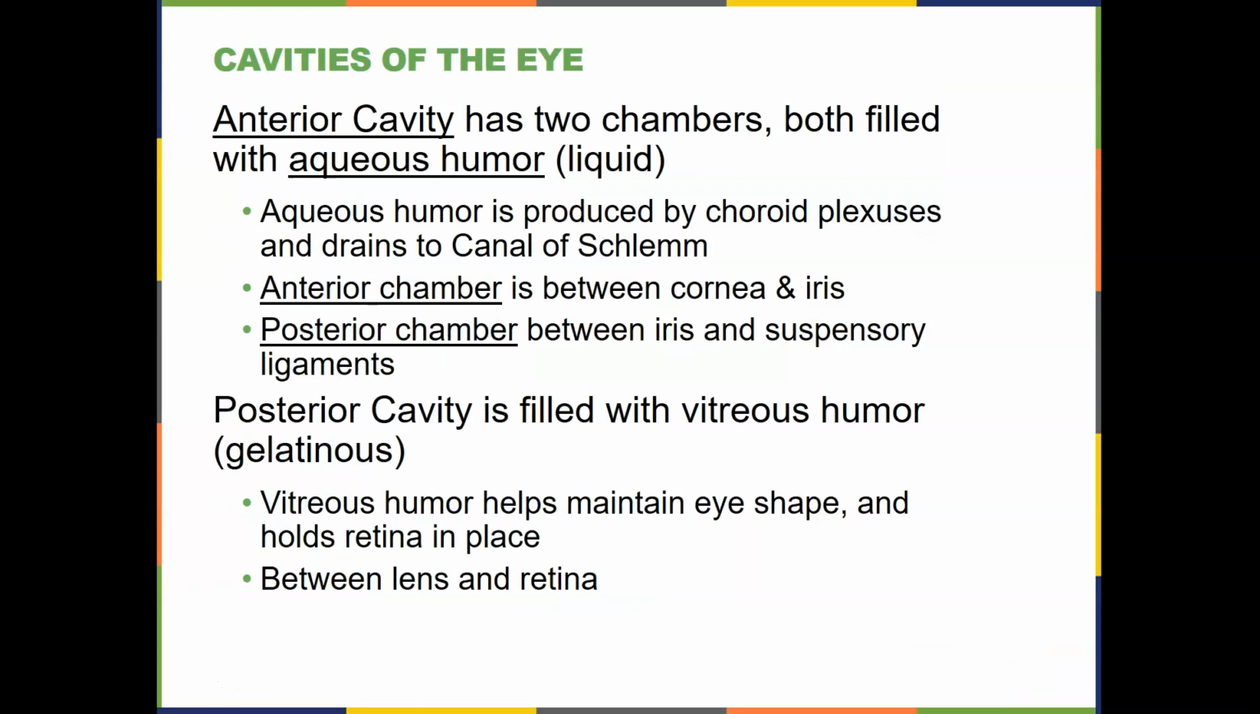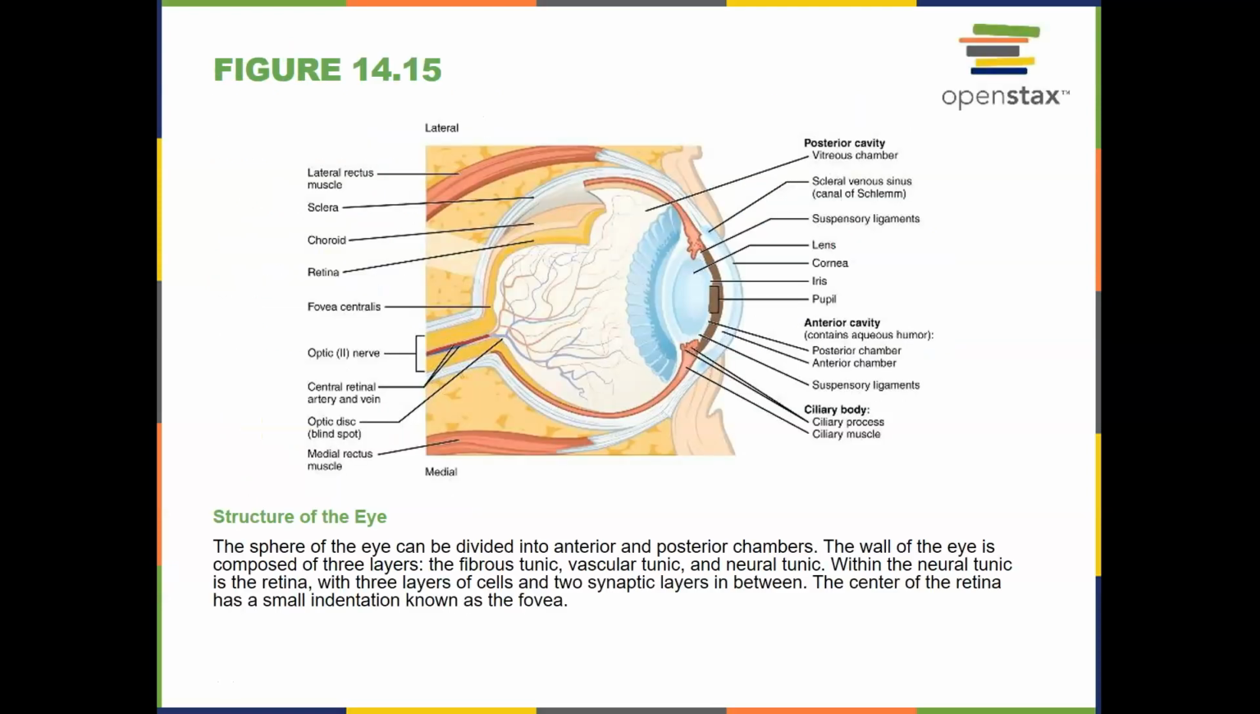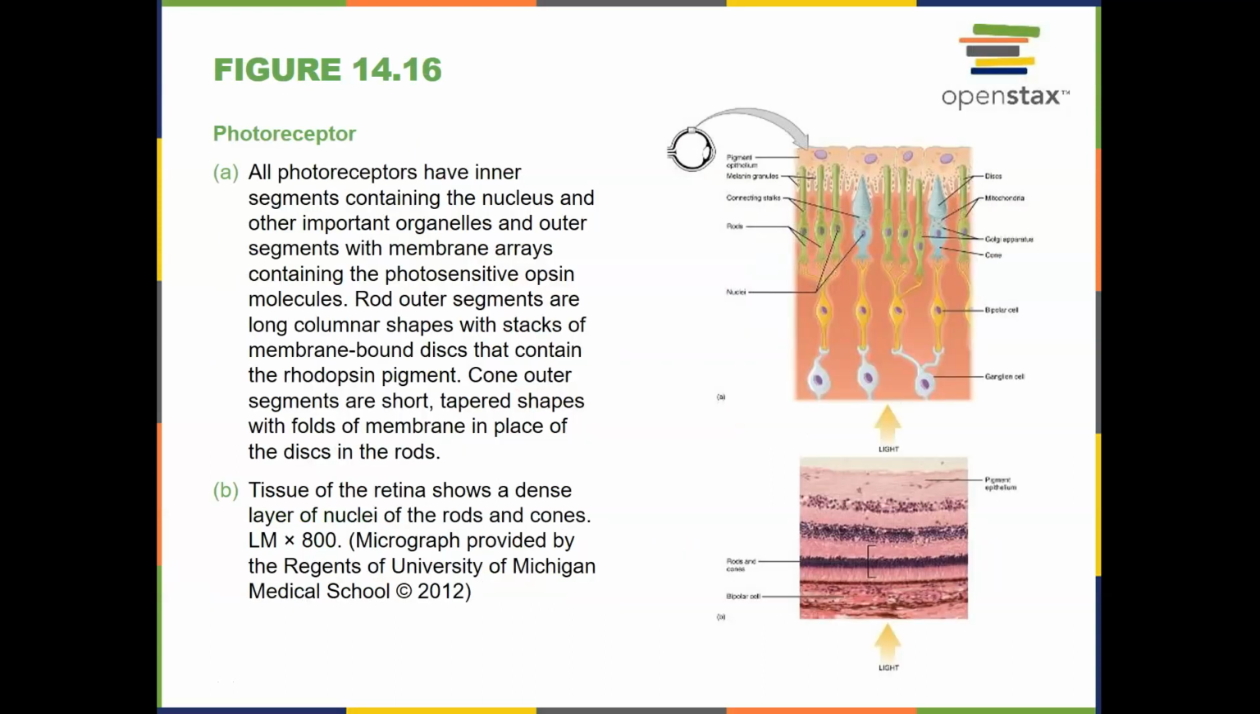So the anterior cavity is broken up into two chambers. We talked about that, the anterior chamber, posterior chamber, and then the posterior cavity and the different fluids in each. The lens is essential for focusing, and then here's a picture from your book identifying all the features that you need to know for the exam.